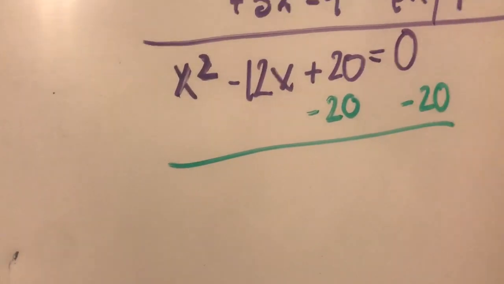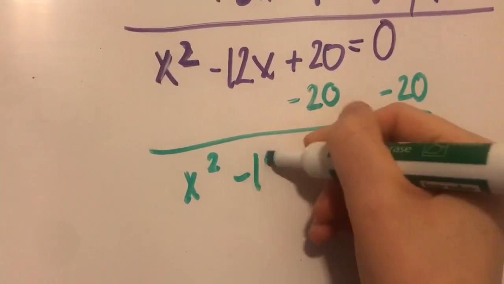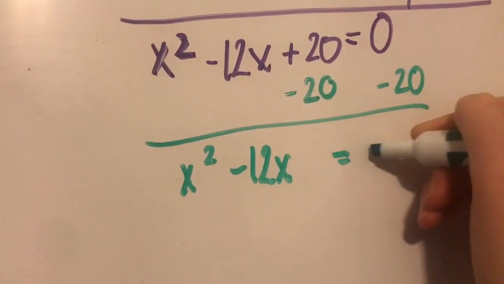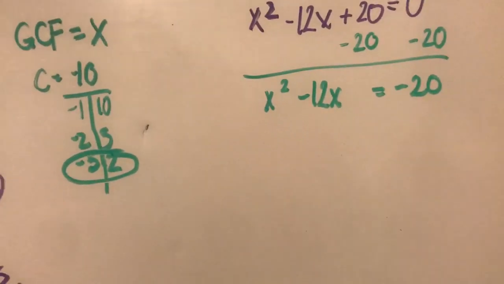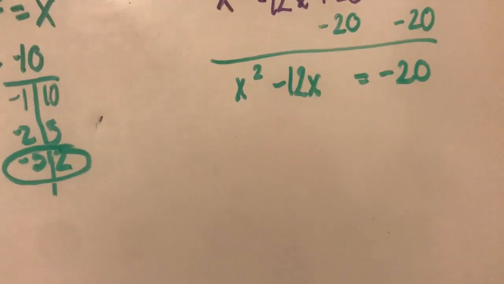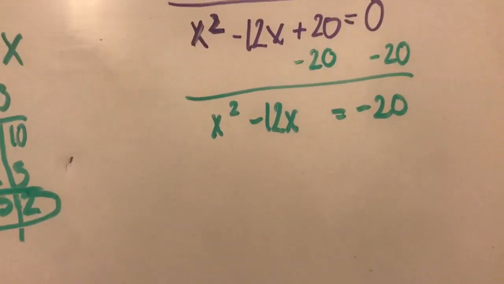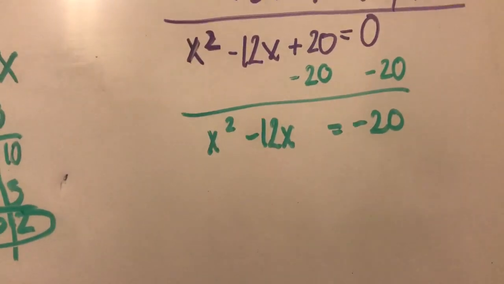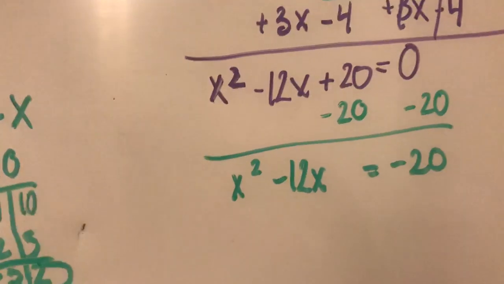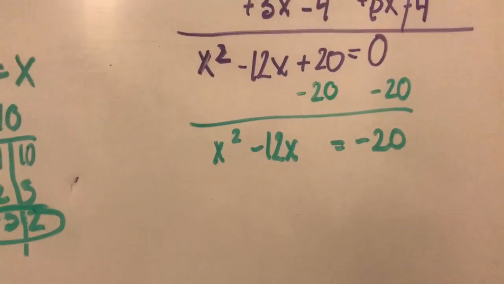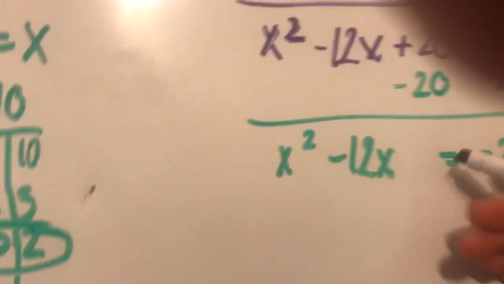So I'm subtracting 20. I'm going to have x squared minus 12x equals negative 20. My next step here is to make sure that the leading coefficient of my quadratic is equal to 1. And if not, then I need to pull that out as a GCF. My leading coefficient is equal to 1, so that allows me to go to the next step, which is I want to form a trinomial here.